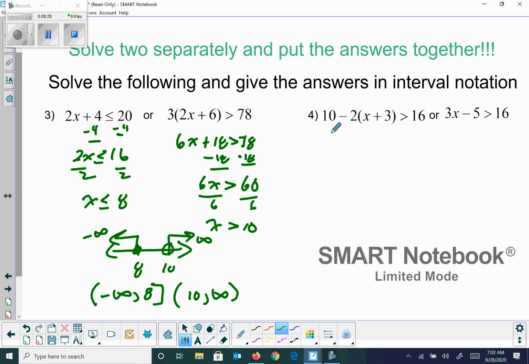Next problem, another OR problem, so let's distribute the negative 2 over the parentheses. Combine like terms.